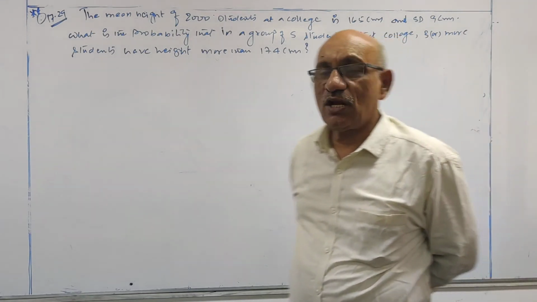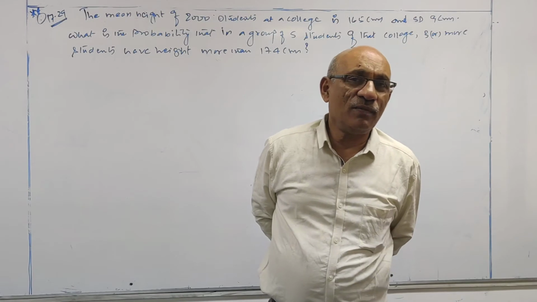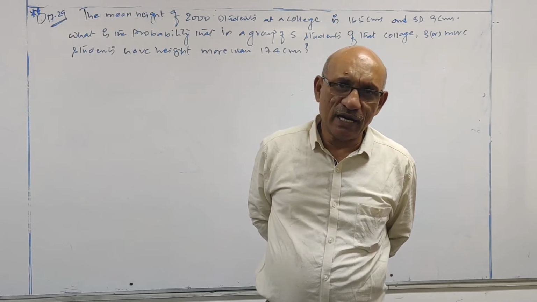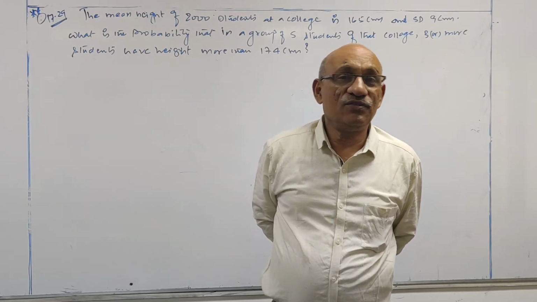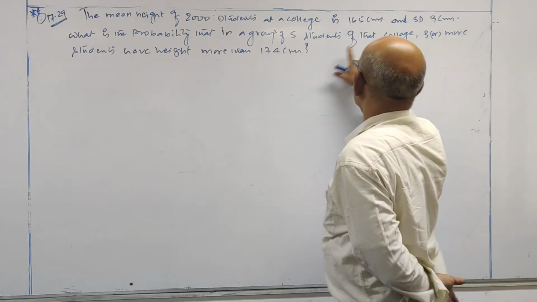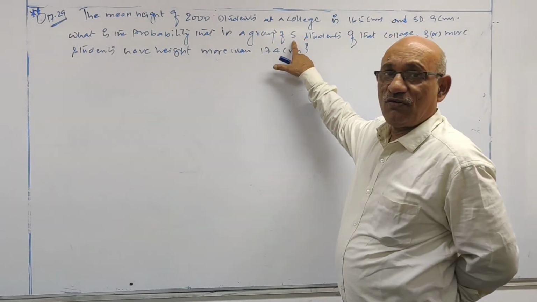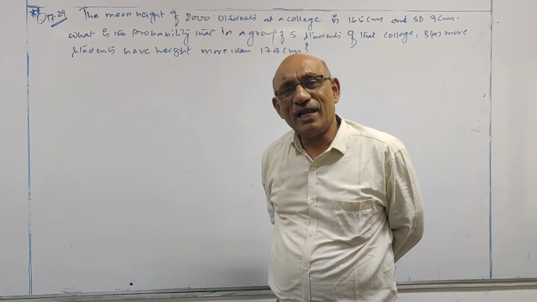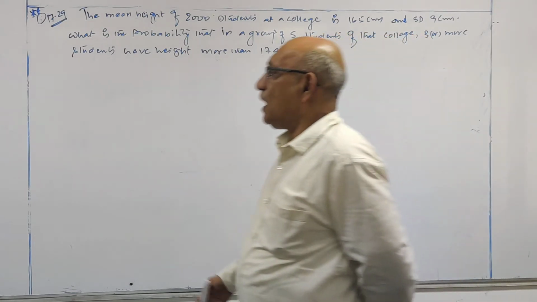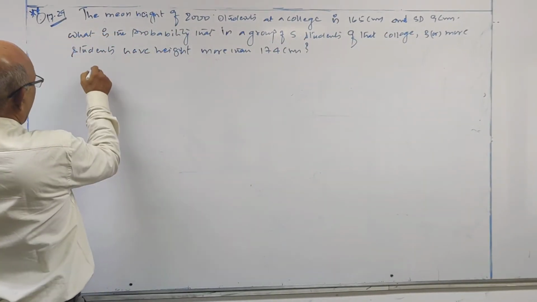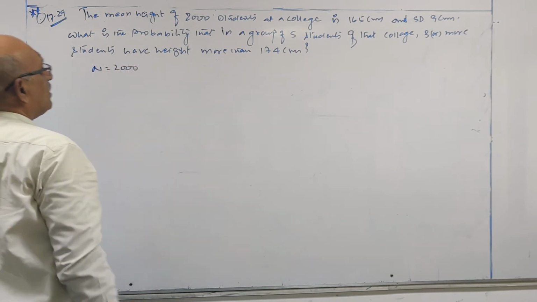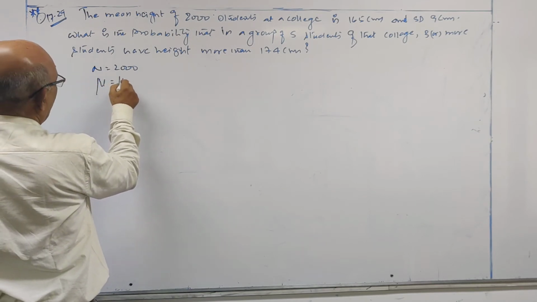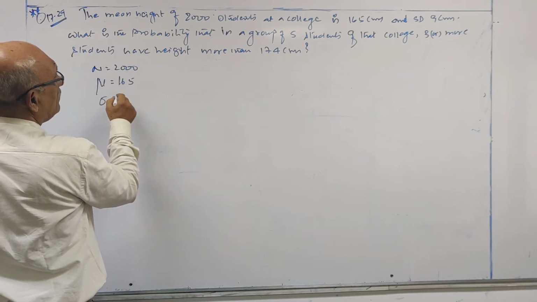So it is a combination of normal distribution and binomial distribution. Binomial distribution has two parameters. One parameter is given, n is equal to 5. So the p value is required. That p value you have to get from normal distribution. Look at the question first. Capital N is equal to 2000, the total number of students, mu is equal to 165, standard deviation is 9.